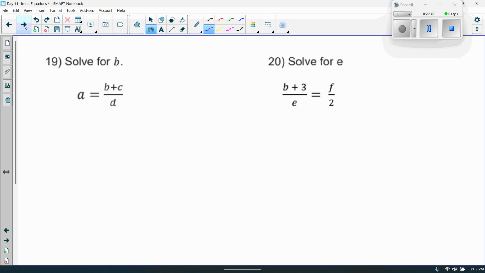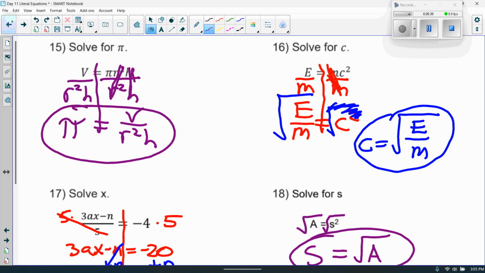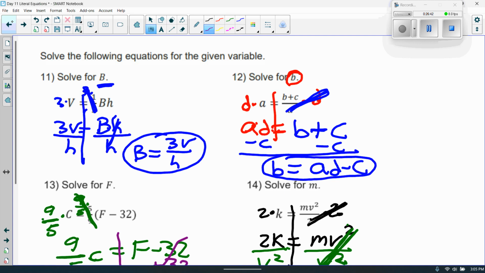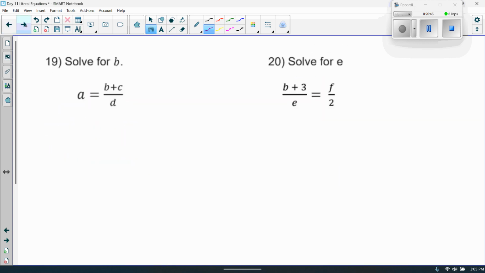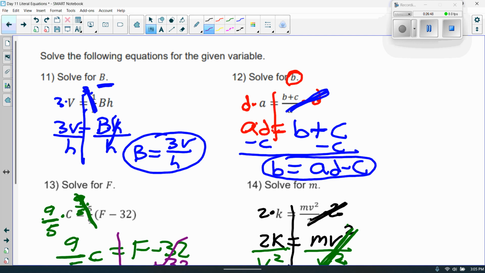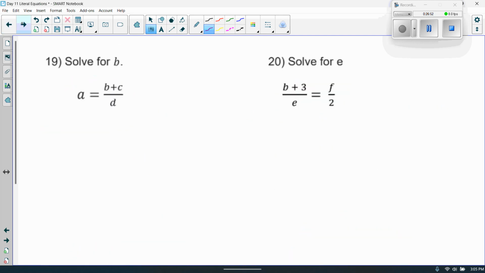Didn't we have this one before? Hold on. Isn't this number 12? Silly Mr. Morrow. It's this. Oh, that one said solve. No, it is the same one. We're not doing this again. Silly me. Okay, and number 20 to finish off.